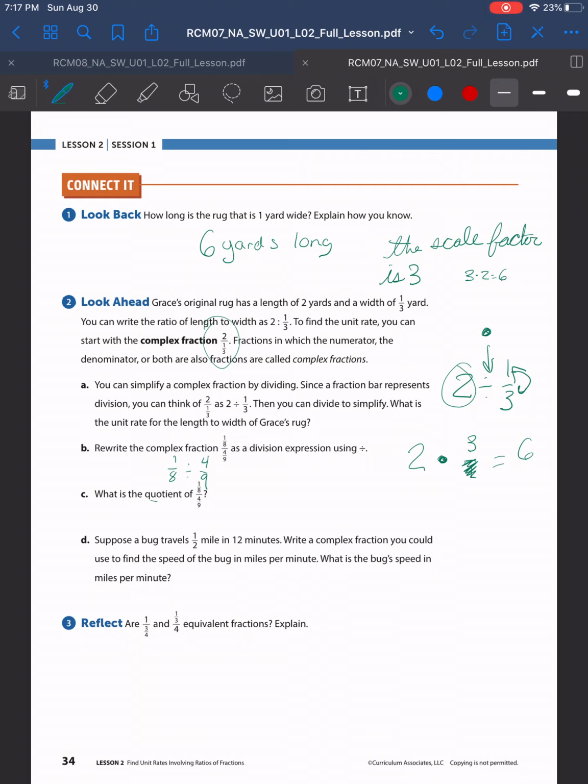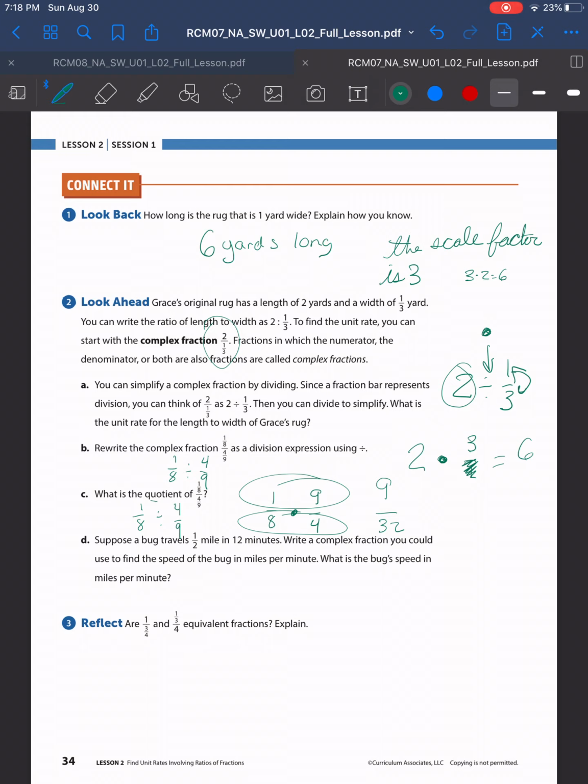1/8 divided by 4/9. Okay, remember, you just gotta skip it, flip it, and then multiply. So we skip the first number, don't change it, flip the next number, and multiply. It's called a reciprocal. That's the big math word, reciprocal. And now, how do you multiply fractions? You just multiply straight across, and then straight across. So this would be 9 over 32. There's our answer, 9/32.